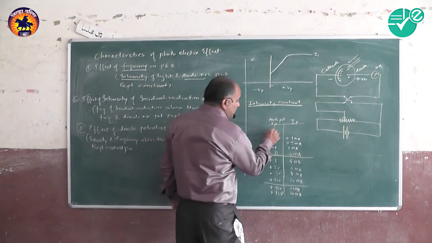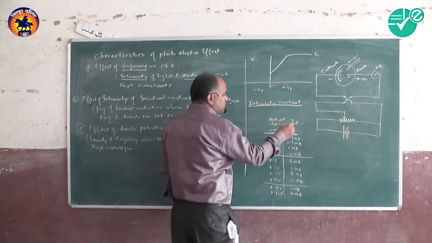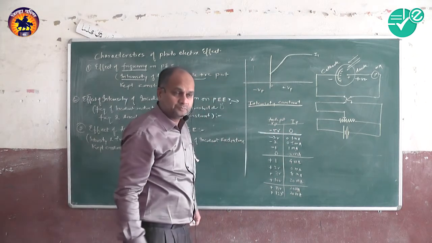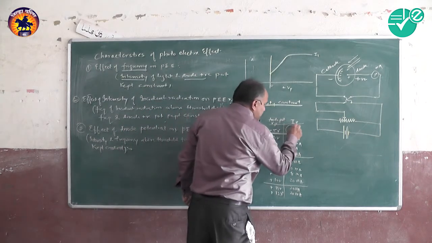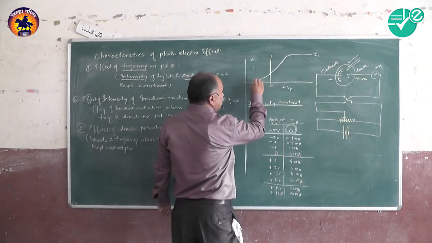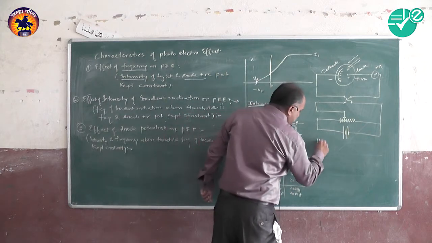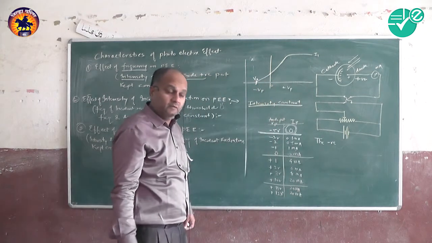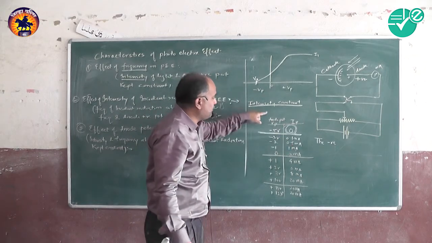But if we continue to go on increasing the potential, at some negative potential the current becomes equal to zero. That potential where the current becomes equal to zero is called the stopping potential. The negative potential given to the anode, where the photocurrent becomes equal to zero, is called the stopping potential.